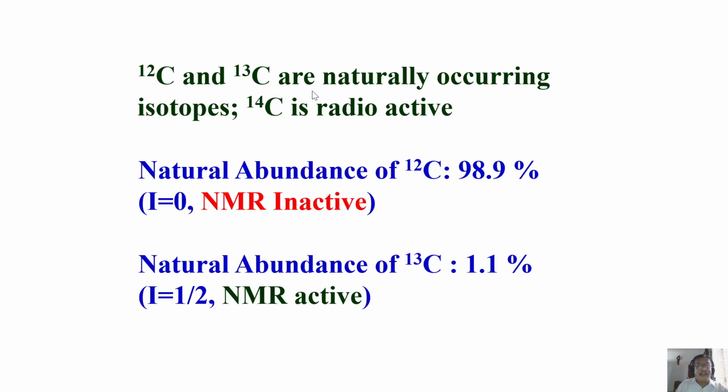Fortunately, nature is helping us. As a consequence, we don't see carbon 12 at all because they are NMR inactive, and we concentrate only on carbon 13. Interestingly, it is also very good for us because it's a spin-half nucleus. I told you, remember, spin-half nuclei are relatively easy to study compared to nuclei with spin greater than half. Okay.